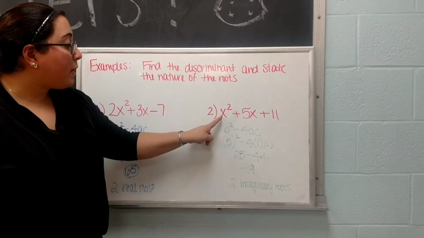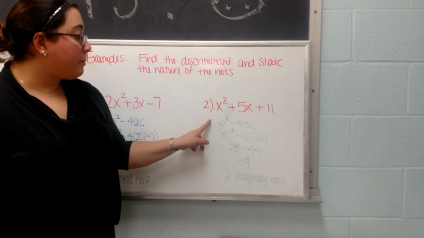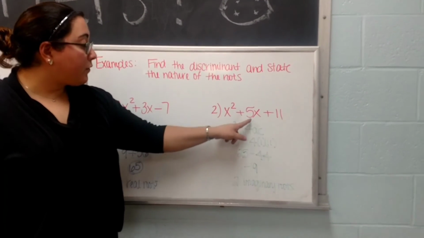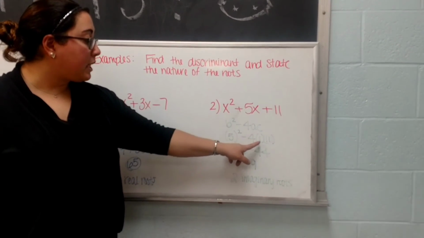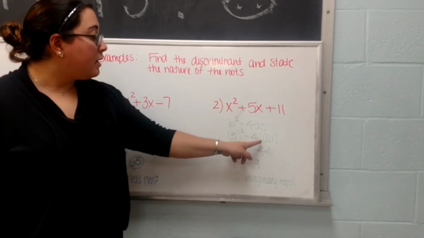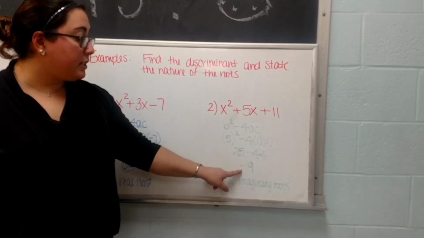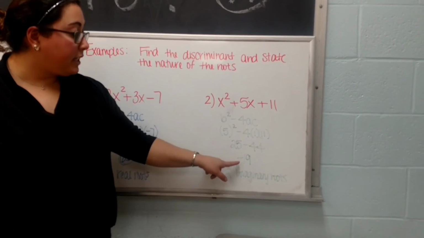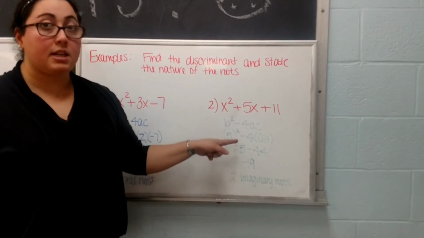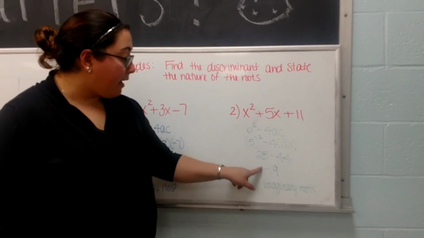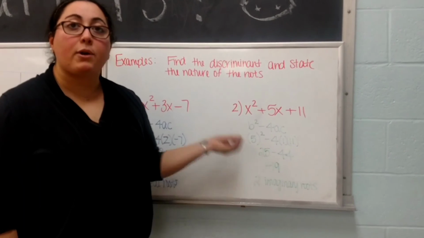For the second example, we have x squared plus 5x plus 11, where b squared minus 4ac is our discriminant. If I substitute in values for b, that's 5 squared minus 4 times a, there's an imaginary 1, times c, that gives me 25 minus 44, which is negative 19. Negative 19 is less than 0, so it's going to give us two imaginary roots, because I can't have the square root of a negative number without extracting that i.